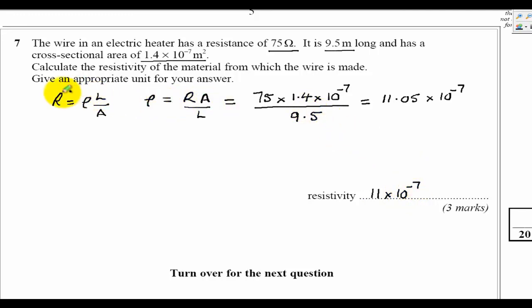And then we need to look at the last part of the question: give an appropriate unit for your answer. So I'm going to work out some units here. Resistivity equals R, which is resistance, which has units ohms, times area, which is meters squared, divided by length, which is meters. A meter squared divided by meters is just going to leave me with meters. So the units are ohm meters.